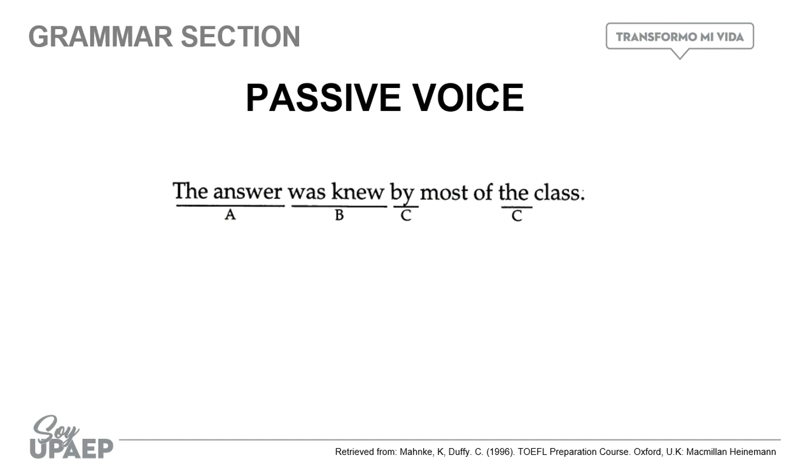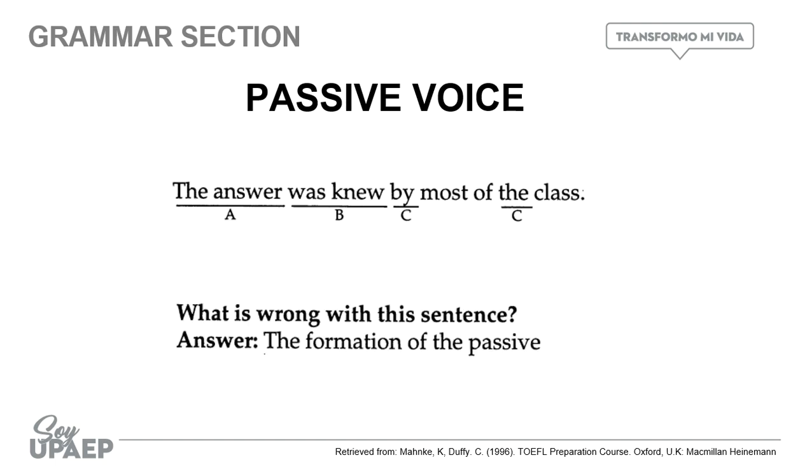This is the kind of example where you have to find a mistake. So, according to you, what is the mistake? The answer was knew by most of the class. What is the problem? The problem is the formation of the passive, right? And the problem is letter B. Why? Because it should be: the answer was known by most of the class. Remember, you have to put the verb to be in the tense of the sentence plus the past participle of the verb.